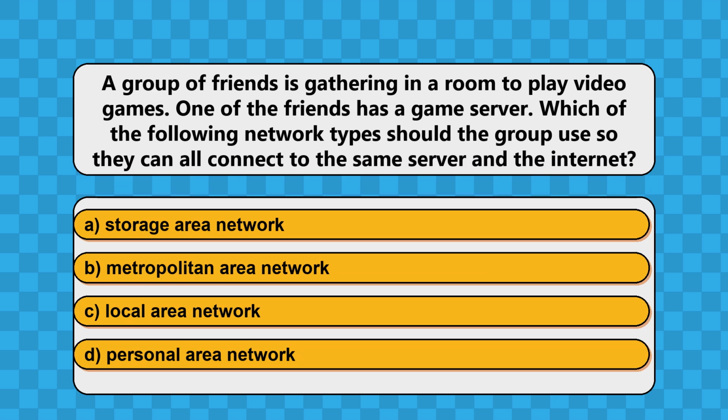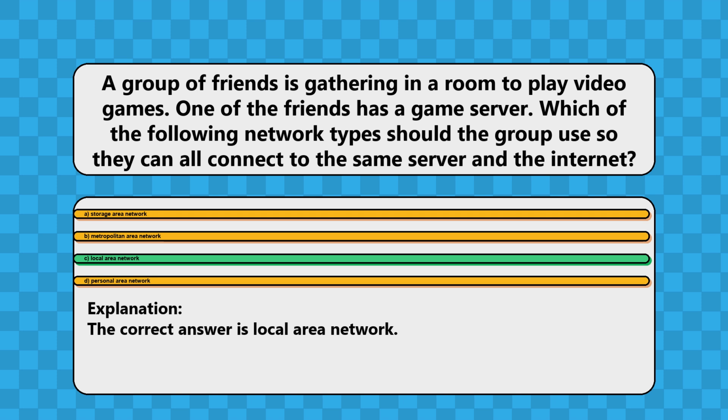Question 64. A group of friends is gathering in a room to play video games. One of the friends has a game server. Which of the following network types should the group use so they can all connect to the same server and the internet? Option A, Storage Area Network. Option B, Metropolitan Area Network. Option C, Local Area Network. Option D, Personal Area Network. The correct answer is option C, Local Area Network.